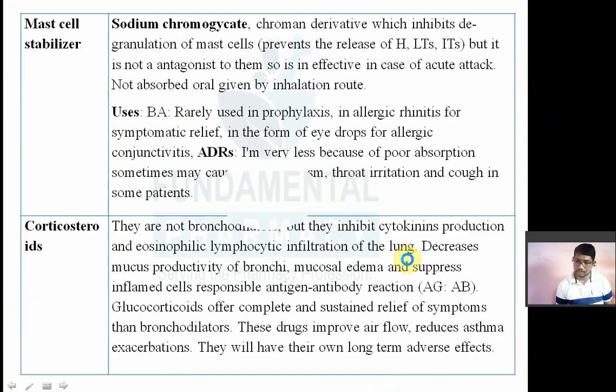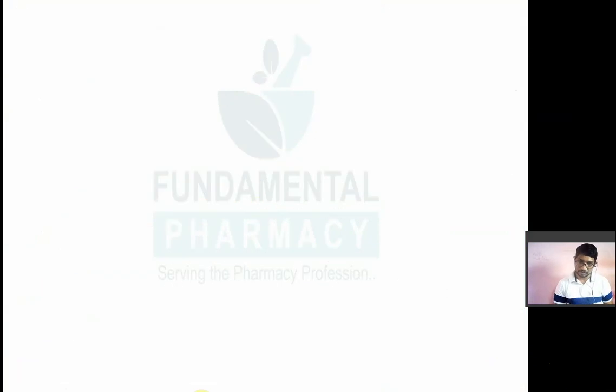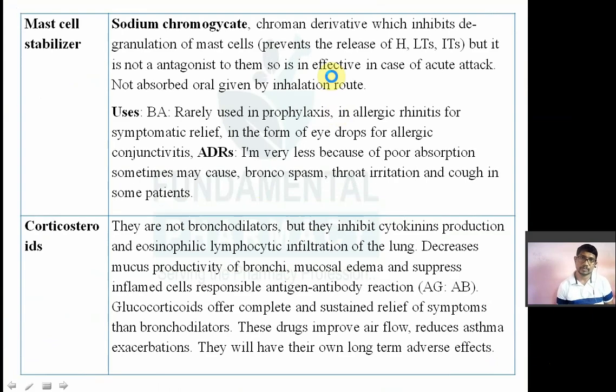Then mast cell stabilizer, sodium cromoglycate. Sodium cromoglycate is a chromone derivative. It prevents the degranulation of mast cells and prevents the release of histamine, leukotrienes, and interleukins, but it will not antagonize them; it will only prevent their release. So it is ineffective in case of acute attack.